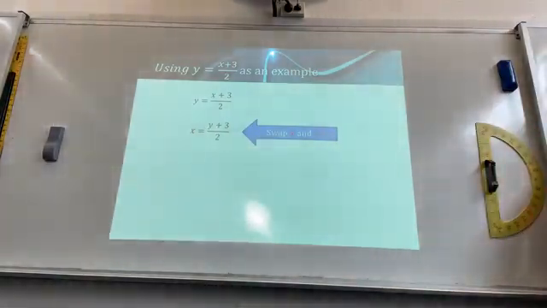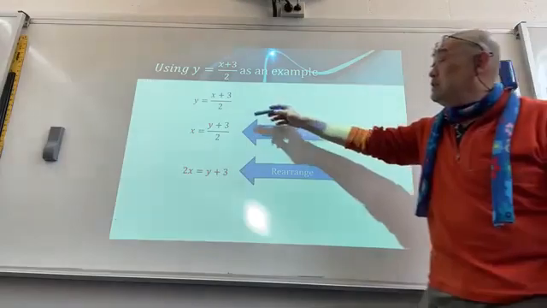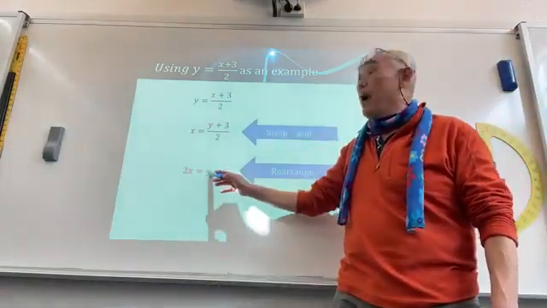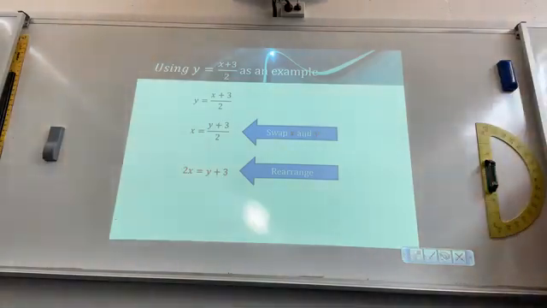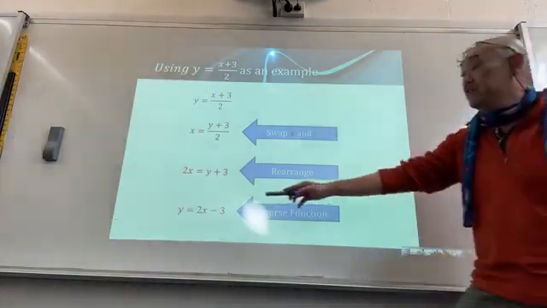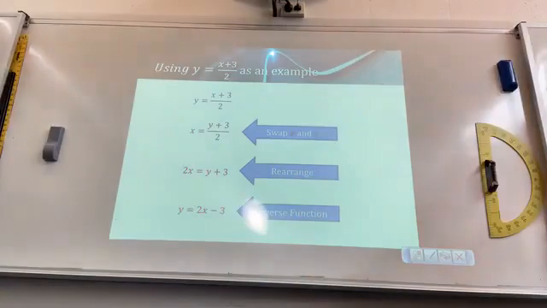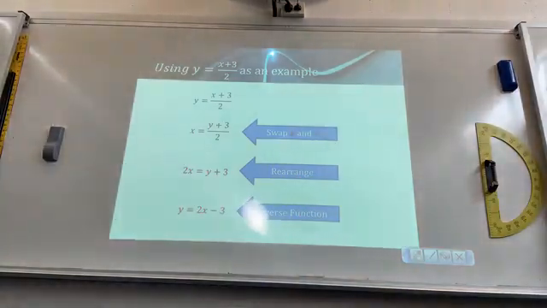From there, what I do is rearrange this so that it's in terms of y. All right? Multiply both sides by 2, and what we get is the inverse function, y equals 2x minus 3. So when you plot it on the graph, it's reflected about y equals x. This is just using that as an example.